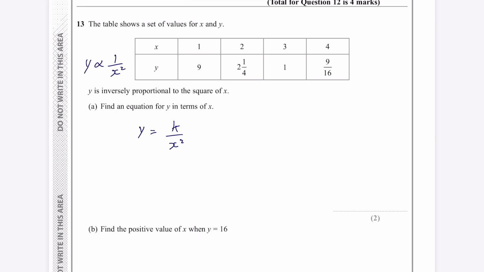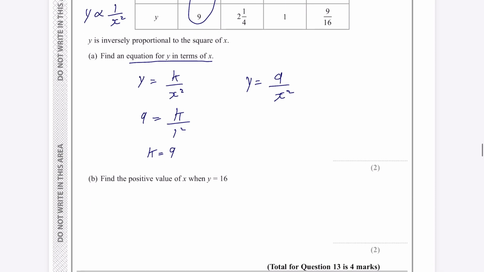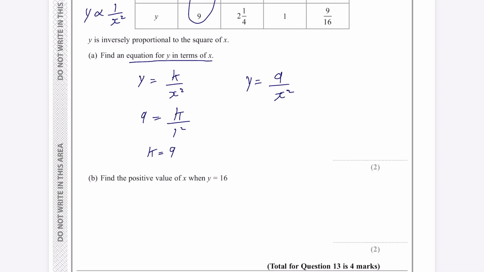Now all we need to do is sub in some coordinates to find out what k is. If I look across the table, these coordinates look nice because x is 1 and y is 9. So if I sub those coordinates in, when y is 9, x is 1, that's the same as saying k is equal to 9. So the equation for y in terms of x is y is equal to 9 over x squared. There's my equation.